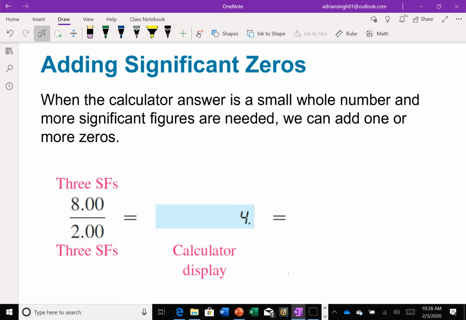Right? You can confirm that with your own calculator. Well, this has 3 sig figs and this has 3 sig figs. So according to the rule, our final answer then should have how many sig figs? 3. Right? Your calculator is telling you that there's only 1 sig fig, but that's not what the rule is saying. We should have 3 sig figs. So how can we make 3 sig figs out of 1? We can add a couple zeros at the end to make it 3 sig figs.